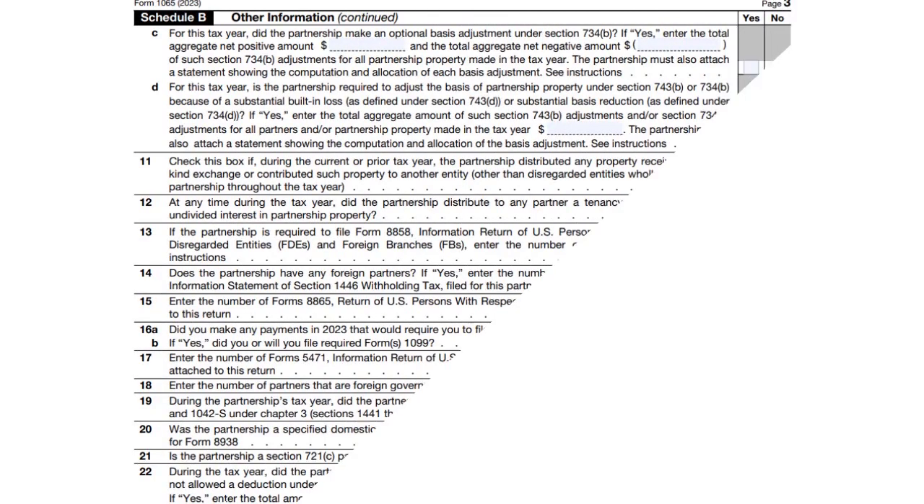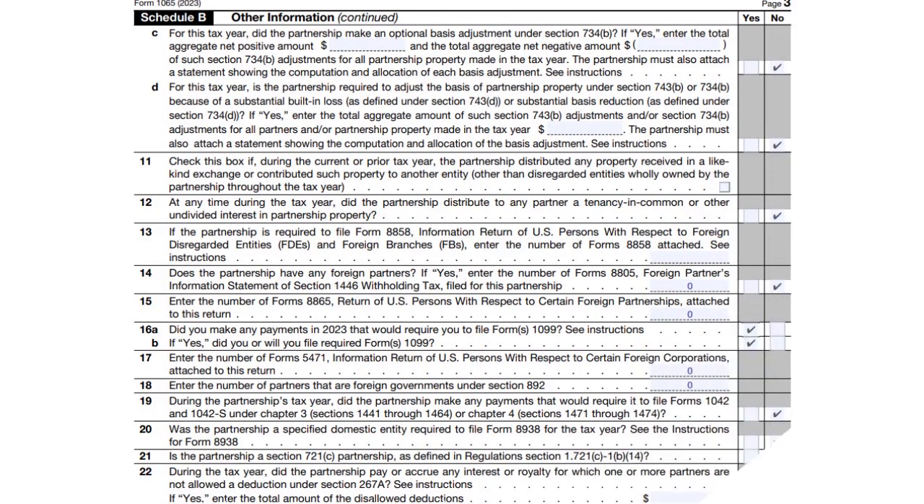Moving on, we have Schedule B once again here. Everything here on page 3, I put no. The only thing is line 16, where it says, did you make any payments in 2023 that would require you to file Form 1099? We put yes. And if yes, did you or will you file the required Form 1099? Yes. This is actually your compliance with tax laws, but otherwise, anything else, you just have to put no. Moving on to the next page here.